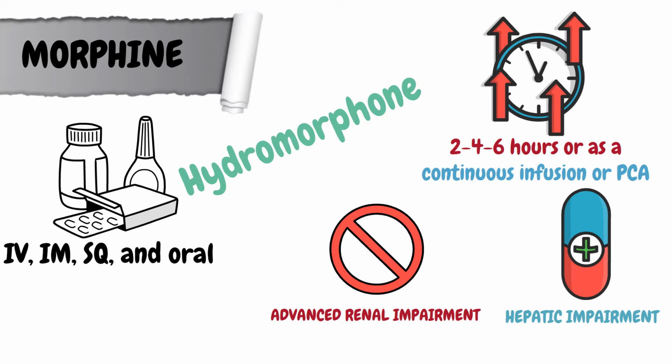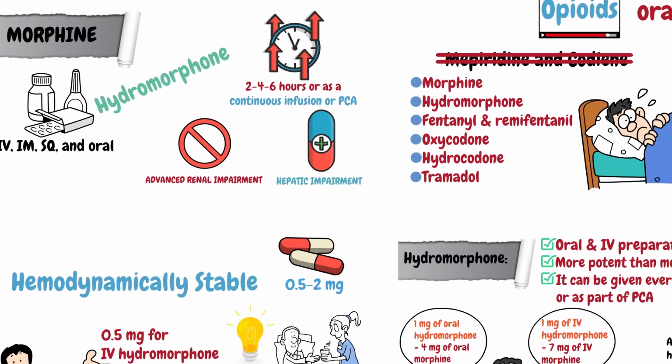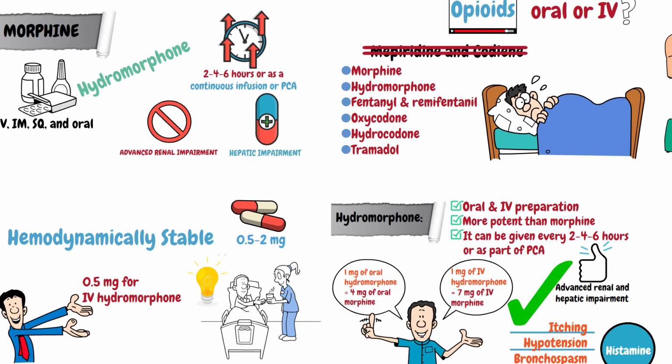Similar to hydromorphone, it's associated with histamine release leading to itching, hypotension, and possibly bronchospasm. And the starting dose is usually 2 to 4 mg.